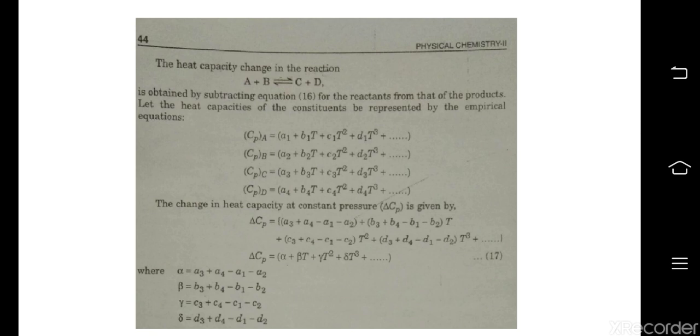Then the delta Cp is written as a difference of product minus reactant. So we write the products first, A3 plus A4 minus A1 minus A2 plus B3 plus B4 minus B1 minus B2 into temperature plus C3 plus C4 minus C1 minus C2 into temperature square plus D3 plus D4 minus D1 minus D2 temperature cube, and so on. So delta Cp will be summarized as alpha plus beta T plus gamma T square plus delta T cube.